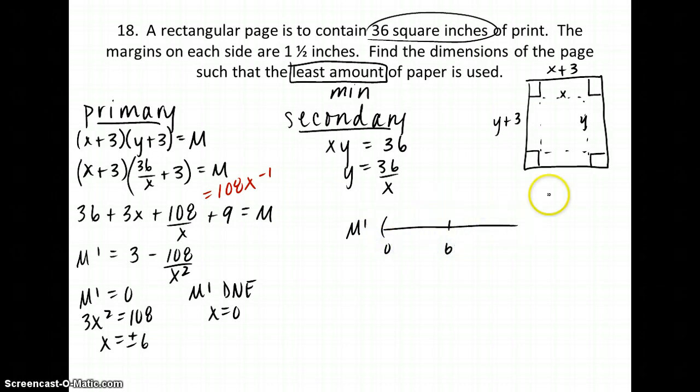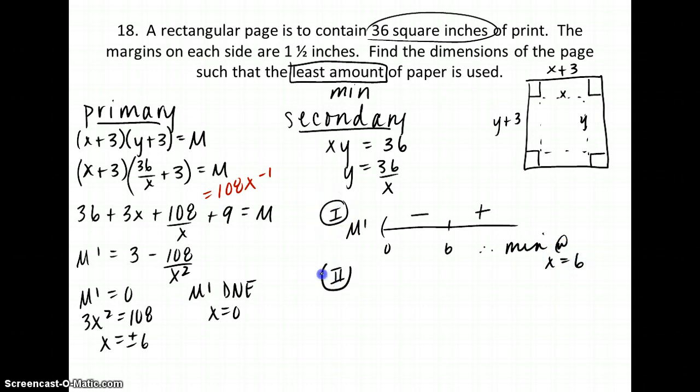Now again, this is the first derivative test. According to the first derivative test, if I plug 1 into the derivative, I get a negative value. A number bigger than 6 would give me a positive value. Therefore, a minimum would occur at 6.